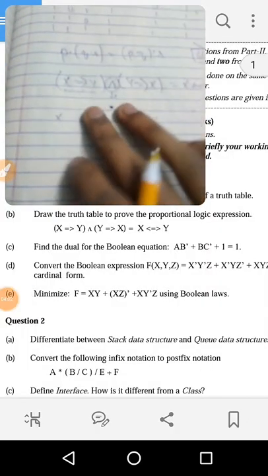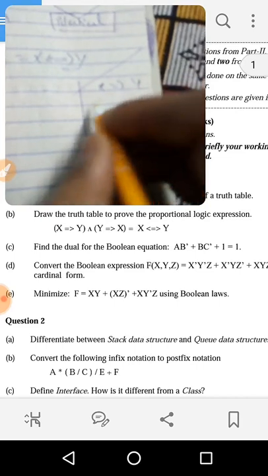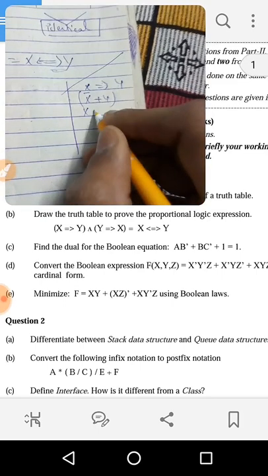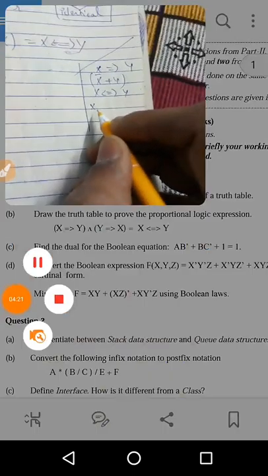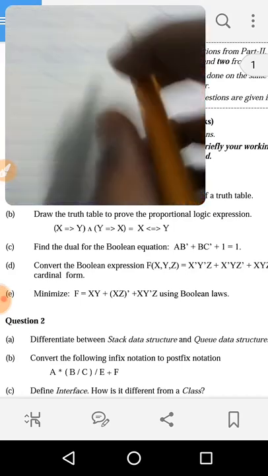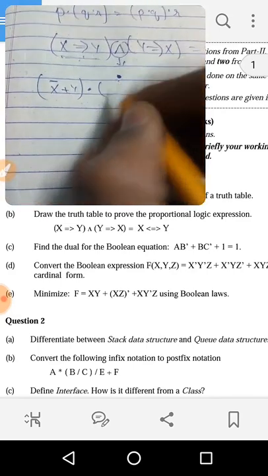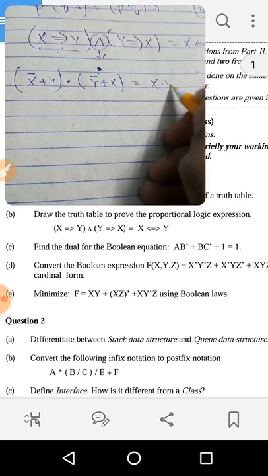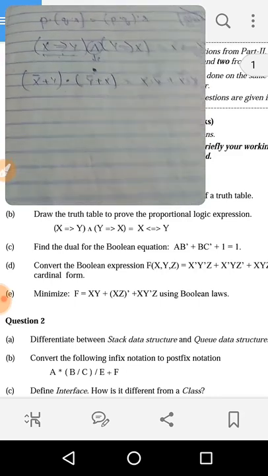Before coming to that, let's remember one thing: x conditional y can be written as x bar plus y, and x biconditional y can be represented as x dot y bar plus x bar dot y. So applying this here, we can write it as (x bar + y) · (y bar + x) equals x · y bar + x bar · y.